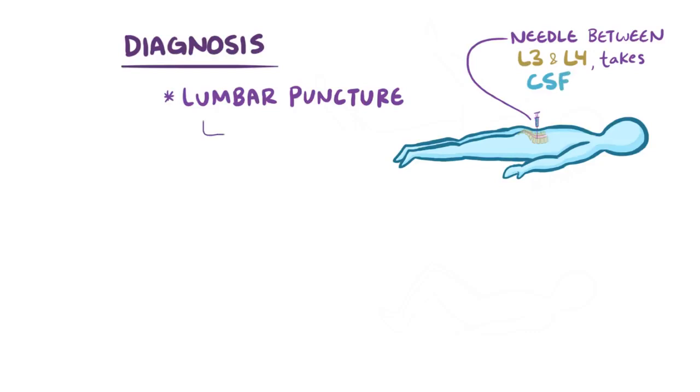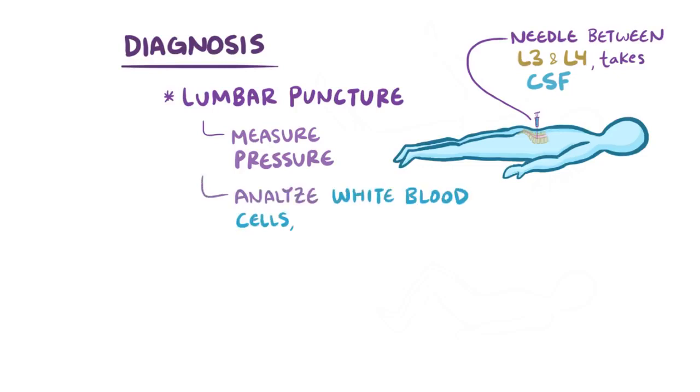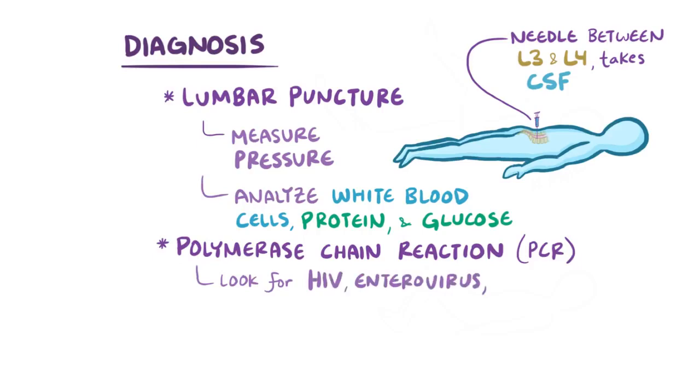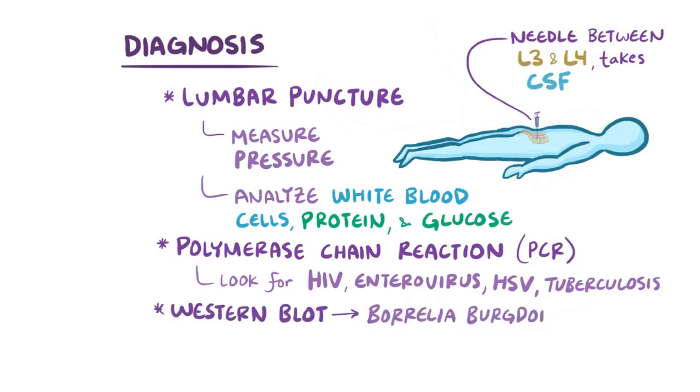The opening pressure can be measured, and the cerebrospinal fluid can be analyzed for white blood cells, protein, and glucose. Polymerase chain reaction, or PCR, might also be used to find specific causes, like HIV, enteroviruses, HSV, or tuberculosis. If a particular infection seems like an obvious cause, then a test for that might be used, like the Western blot for Borrelia burgdorferi bacteria, or a thin blood smear for malaria.